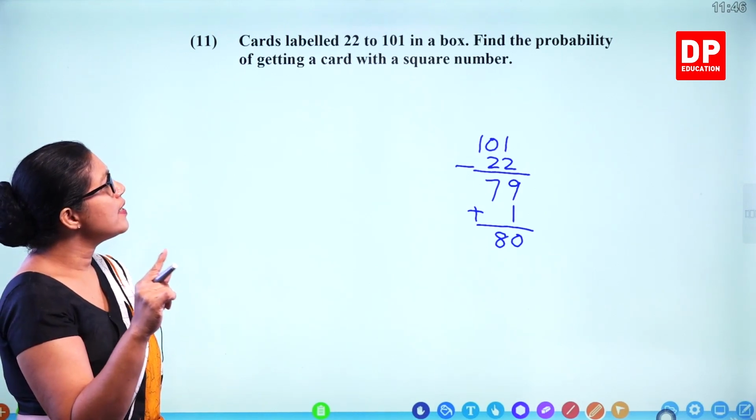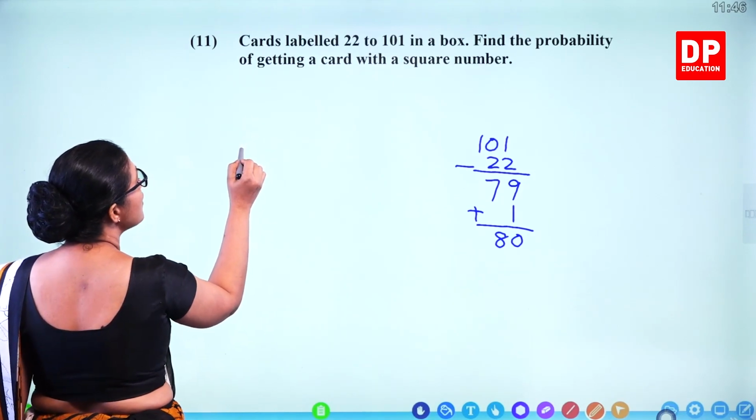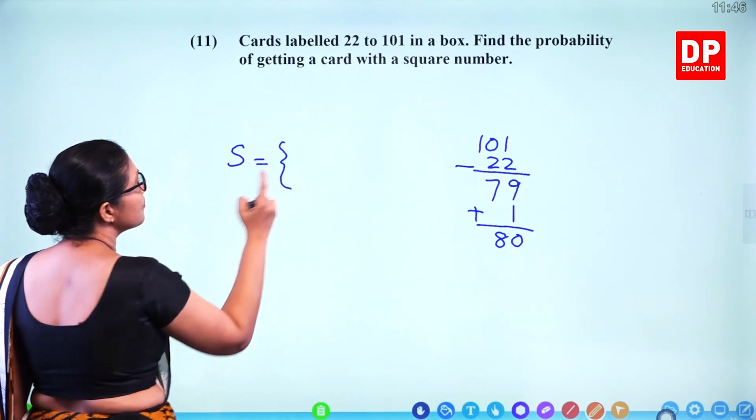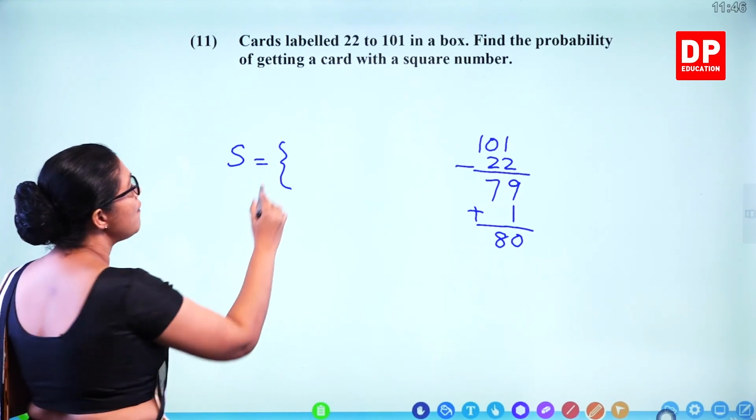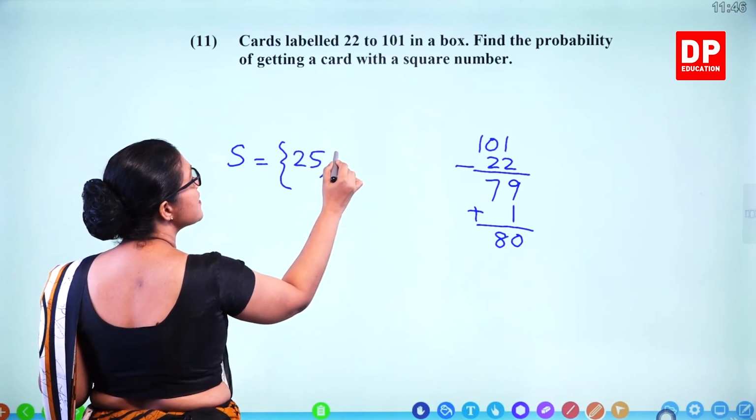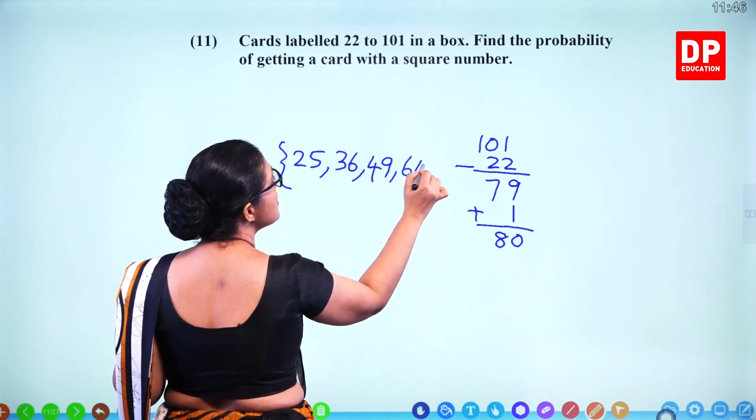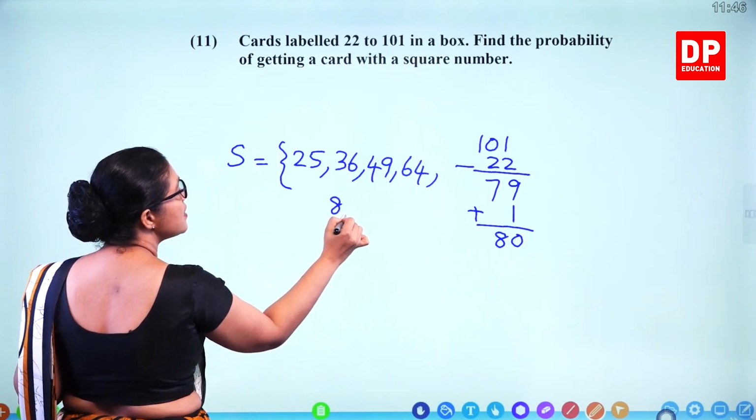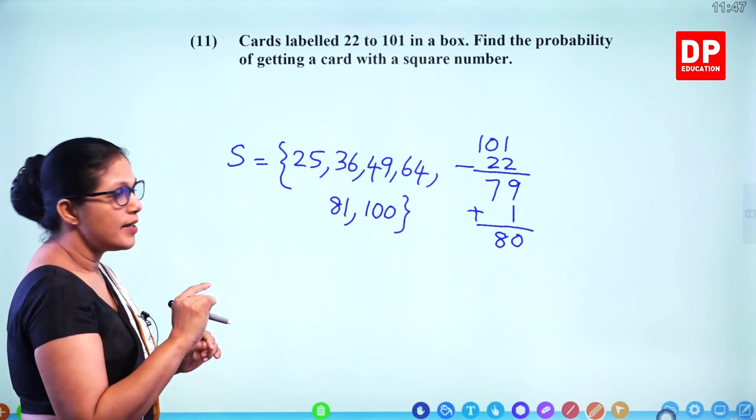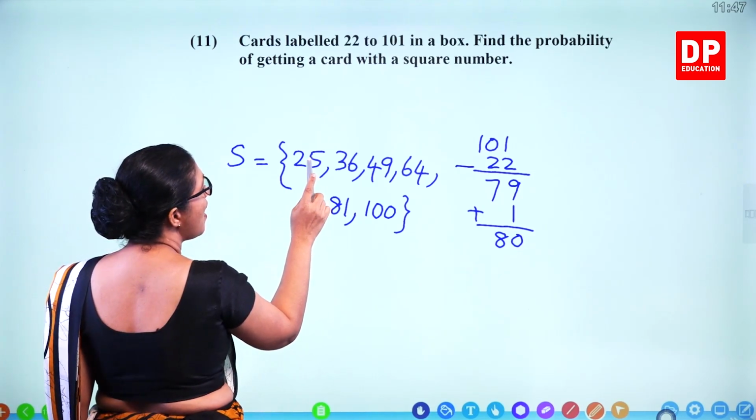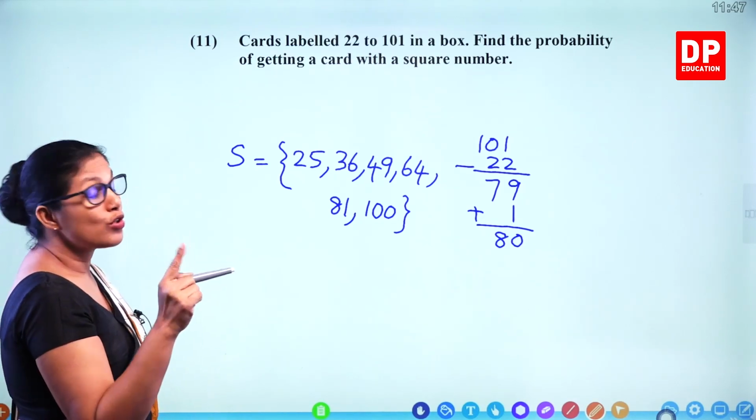Out of 80 numbers, how many square numbers are there? What are the square numbers? We can't write numbers below 22. So 5 times 5, 25. 6 times 6, 36. 7 times 7, 49. 8 times 8, 64. 9 times 9, 81. 10 times 10, 100. That's all, up to 101. So how many square numbers are there? 1, 2, 3, 4, 5, 6. 6 square numbers out of 80.